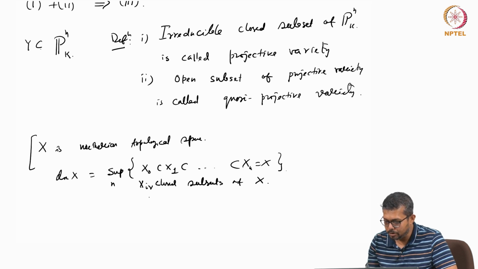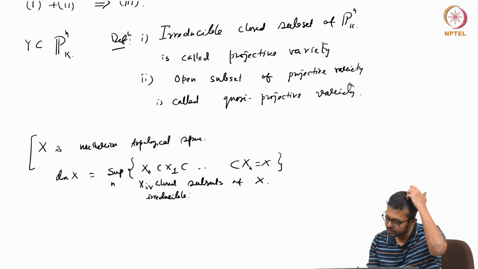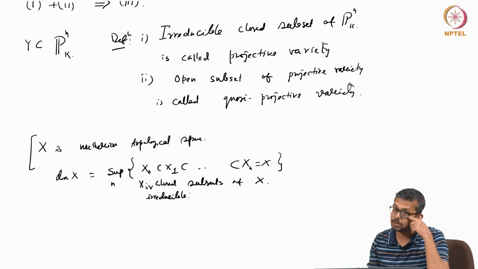Yeah, you can take irreducible. Even if you don't need that, anyway, you can take irreducible subsets. All the Xi should be irreducible closed. Then Xn will be X.